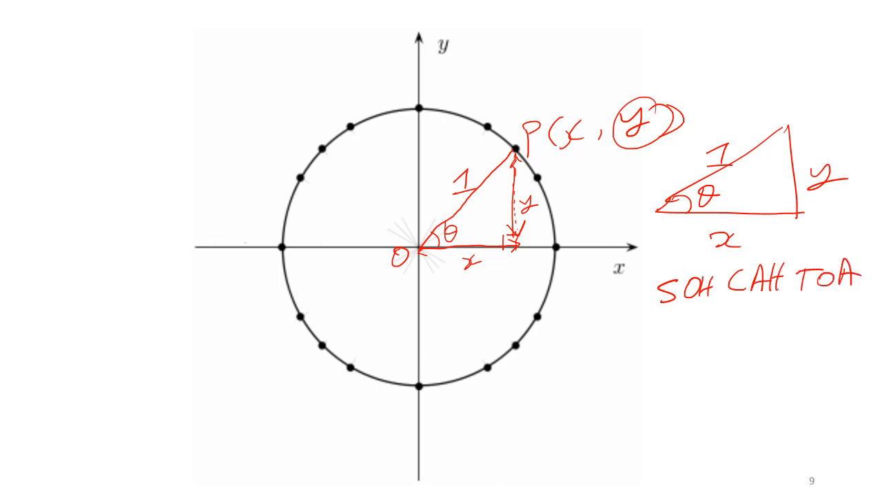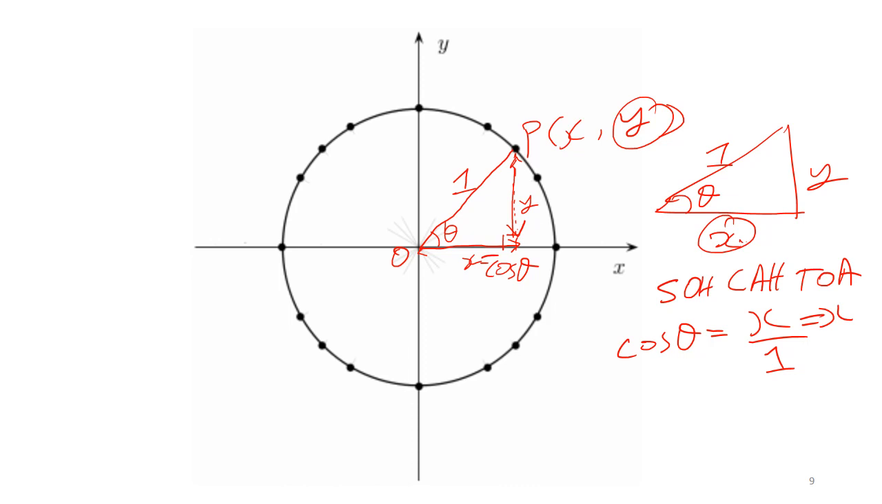So we want to find this length. This is the unknown. I've got the hypotenuse, I've got an angle, so I'm going to use cos. Cos theta equals x over the hypotenuse, which is just 1, which means cos theta equals x. So this length is actually cos theta.